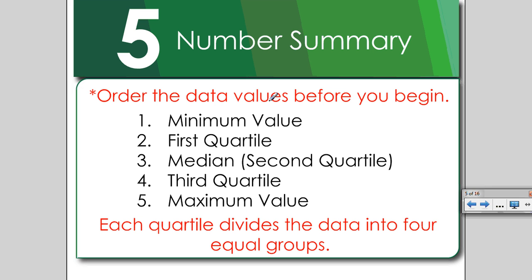Now your minimum value here is the smallest value. Your first quartile is the median of the lower half of your data. The median is the number in the middle, we've already gone over it, and it's also known as the second quartile. And your third quartile, or your upper quartile, is the median of the upper half of your data. And the maximum value is just the biggest number. Each quartile divides the data into 4 equal groups. Okay?